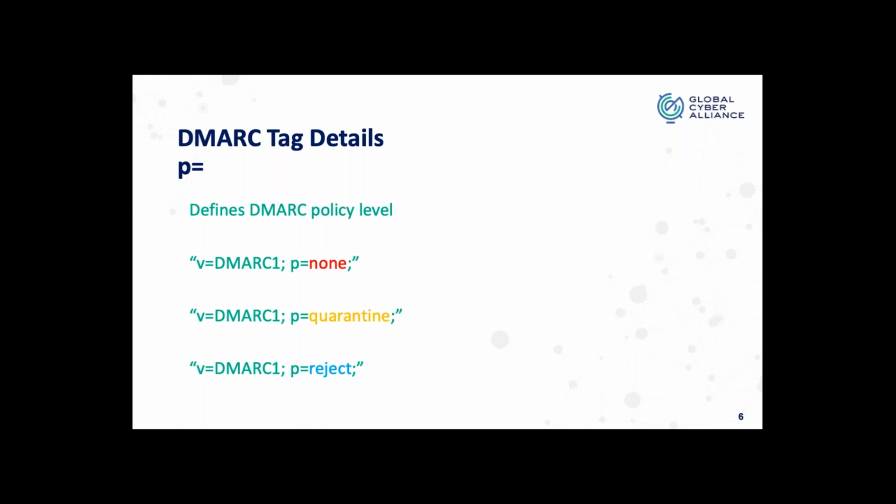So v=DMARC1; p=none, p=quarantine, or p=reject; right? So only one policy per domain. So remember that. You can't have two policies. You can't have a policy of none and a policy of quarantine for the same domain. That's going to cause issues. It's going to cause problems, right? So only one DMARC policy per domain. And in most cases, when you're creating records, they won't typically let you use the same name. You do have to use unique names for the most part.